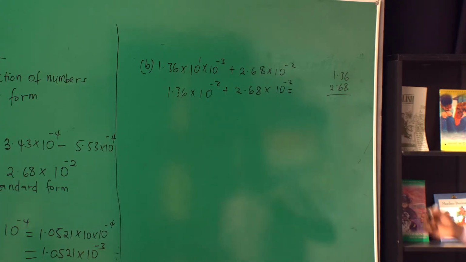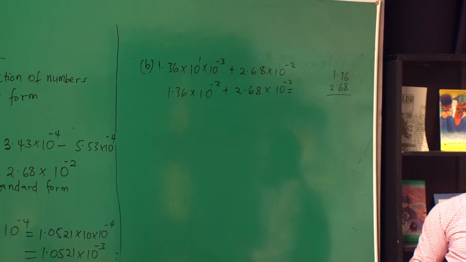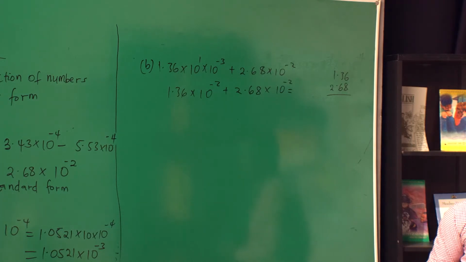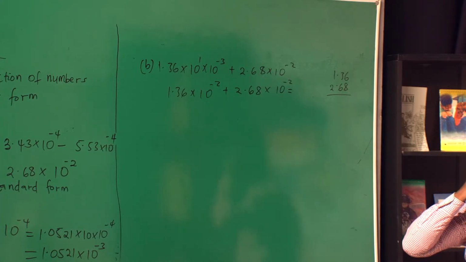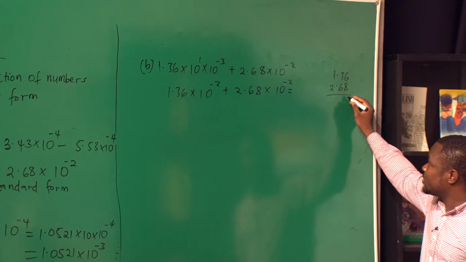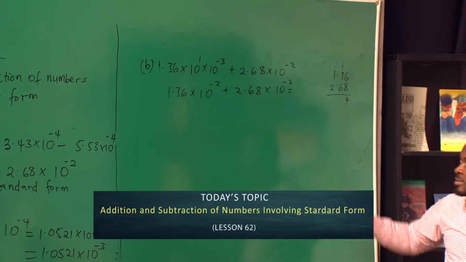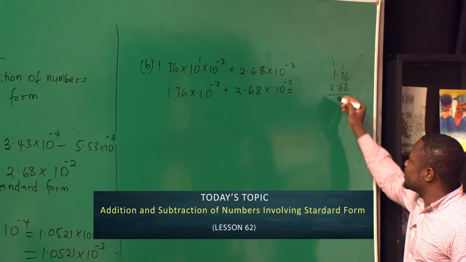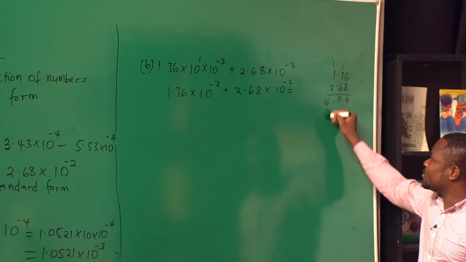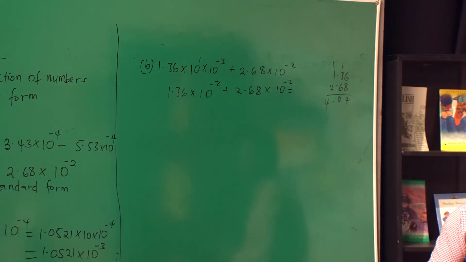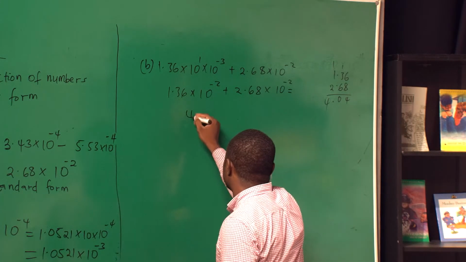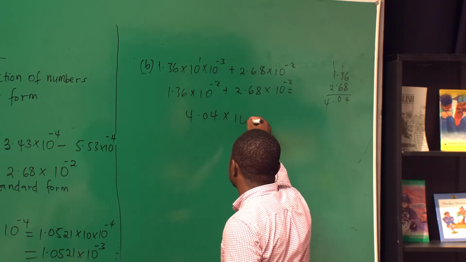Are you okay? Is that not what we are doing? So Hikma, what's the first? 6 plus 8, 14. So you put what? 4. Remaining 1. So here what do we have? 0. Remaining 1. Then the final answer? 4.04. Are you fine? So the final answer in this case is 4.04 times 10 exponent negative 2.